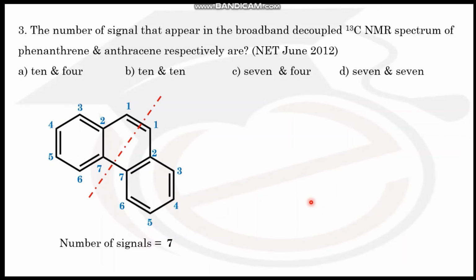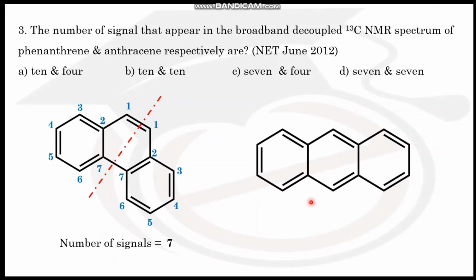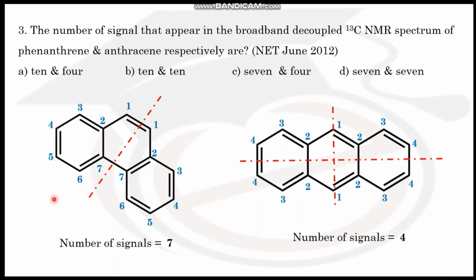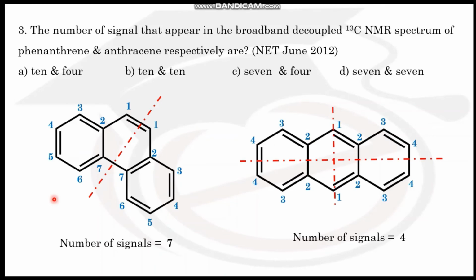Then this is the structure of anthracene. Here also you can see 2 planar symmetries. So we can count 1, 2, 3, 4. 4 types of carbons. So the number of signals in phenanthrene is 7 and the number of signals in anthracene is 4. So option C is the correct answer.